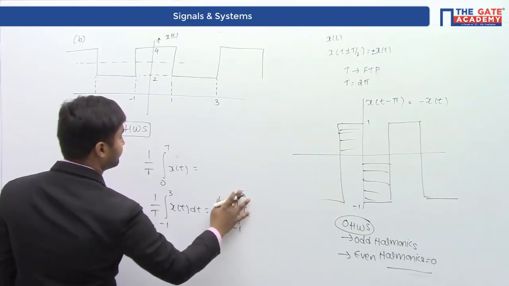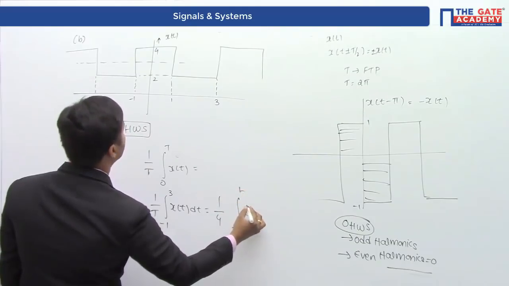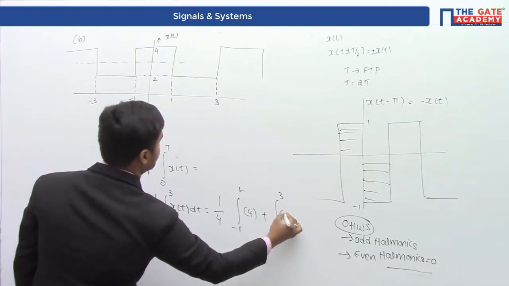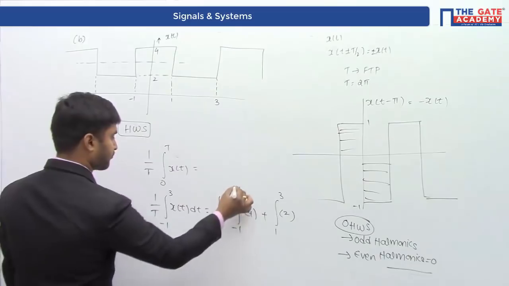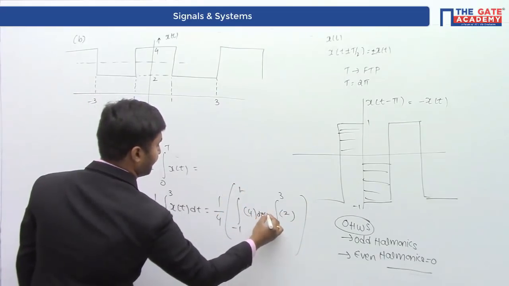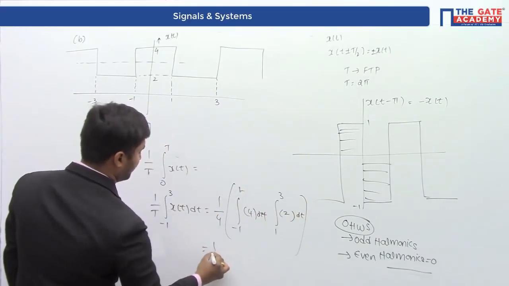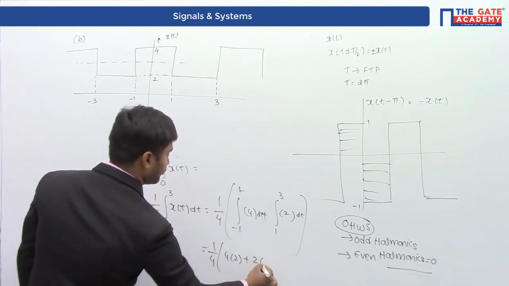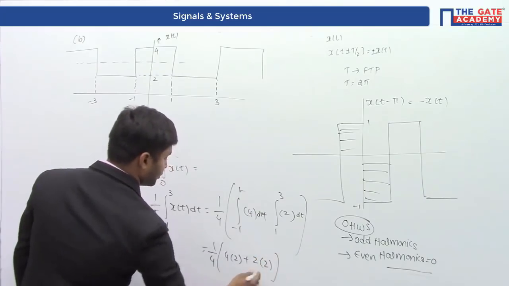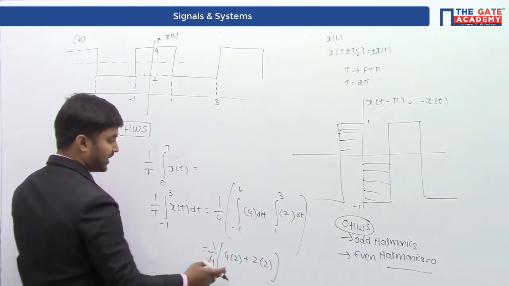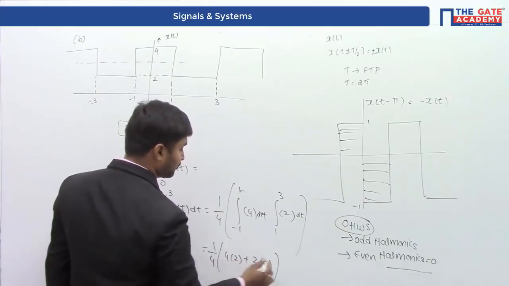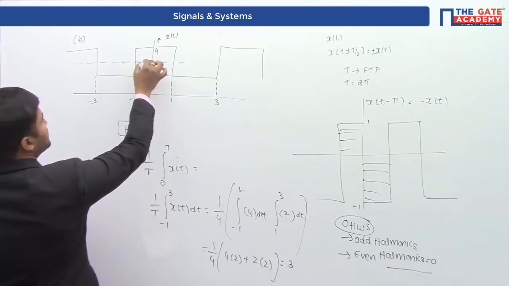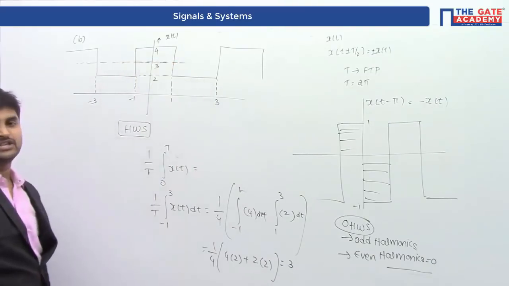The value of x of t from -1 to 1 is going to be 4, and the signal from 1 to 3 is going to be 2. So 1 by 4 times 4 into 2, here also 2 into 2. So 8 plus 4, it's 12 by 4, which is going to be 3. So 3 is going to be the DC component of the signal.